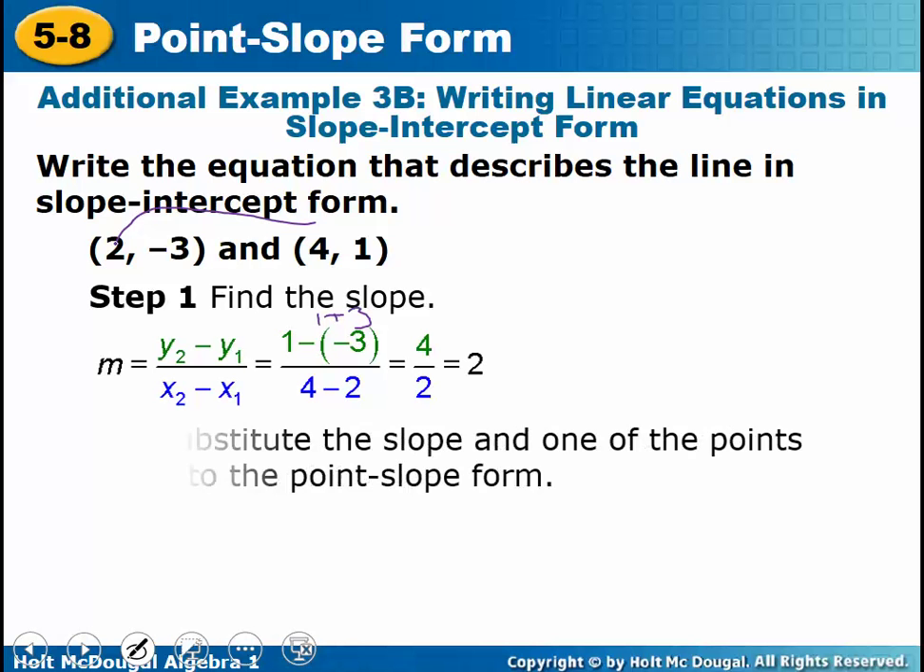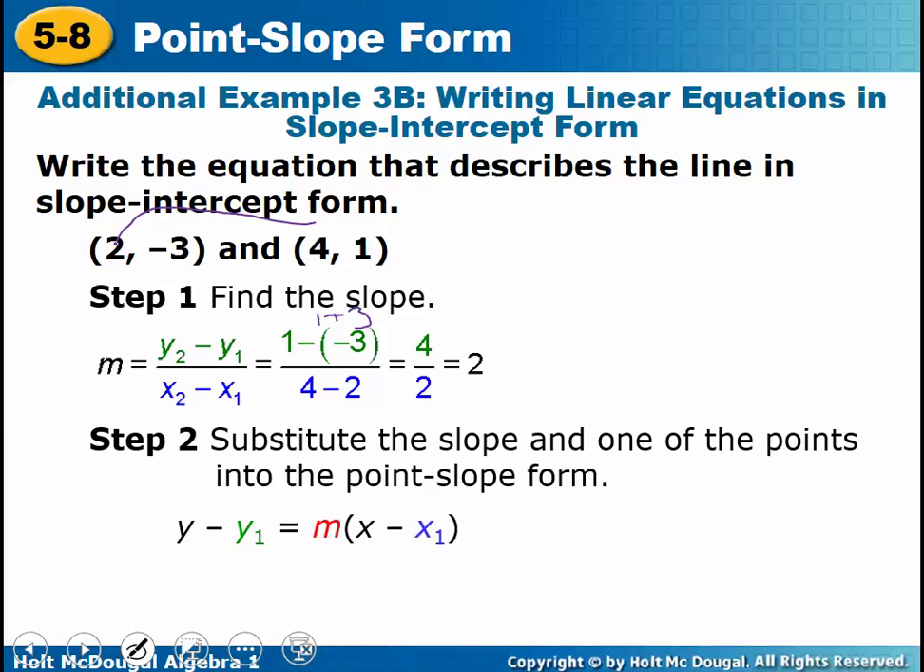And then plug that into the point slope form of a line. You can pick either point that you want to do this, and they will both give you the same slope-intercept form. So they chose to use 2 for x sub 1 and -3 for y sub 1. And m, of course, was 2, which we just found.